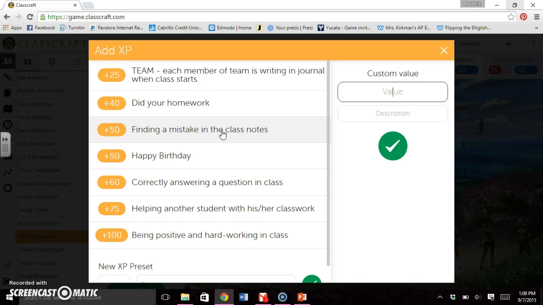Finding a mistake in the class notes: you will notice mistakes starting to pop up more and more on notes, with the intention of you being like the grammar police and checking them so that you can get XP for that. I will also add in birthdays for anyone who had birthdays from May through today. Since we will not be playing in May, I will give those now, and those will probably go in over the first weekend.